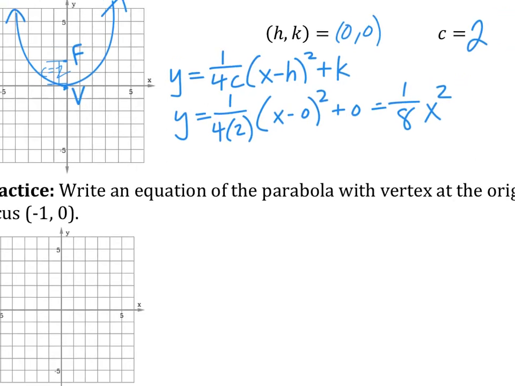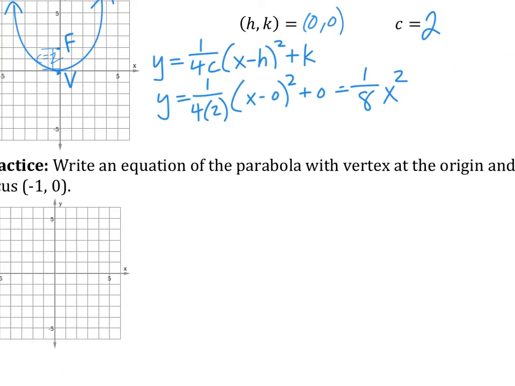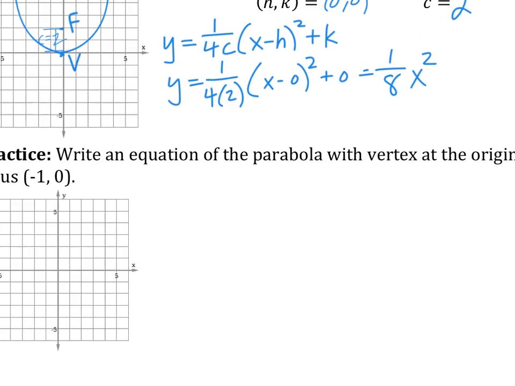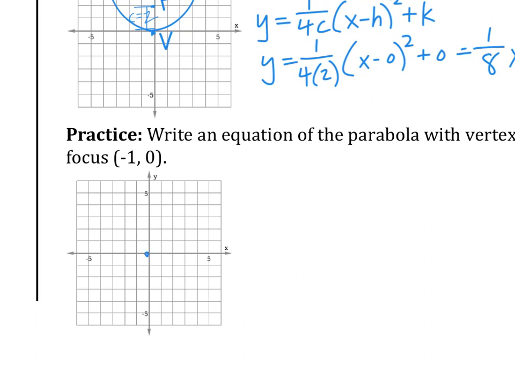And this will be the last question today. Write an equation of the parabola with vertex at origin and focus at -1, 0. Okay, again, draw a picture, vertex, focus, and then figure out which direction this parabola is going to point. All right, I'm going to help you out a little bit. Okay, so the vertex is at the origin, focus is at -1, 0. This is going to point this way. So first of all, what value is C?